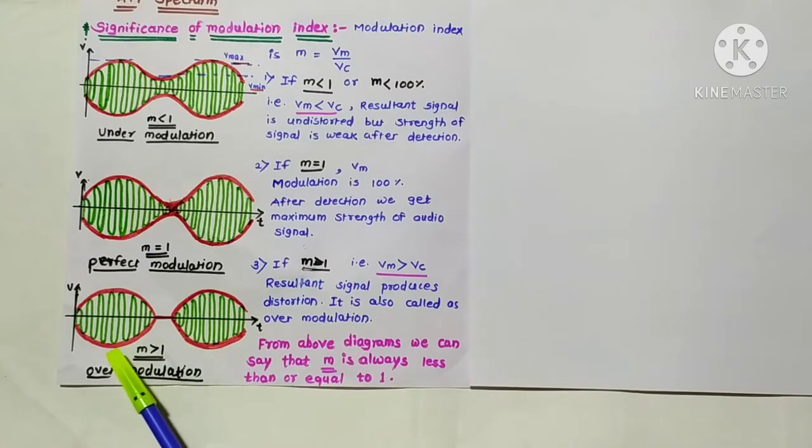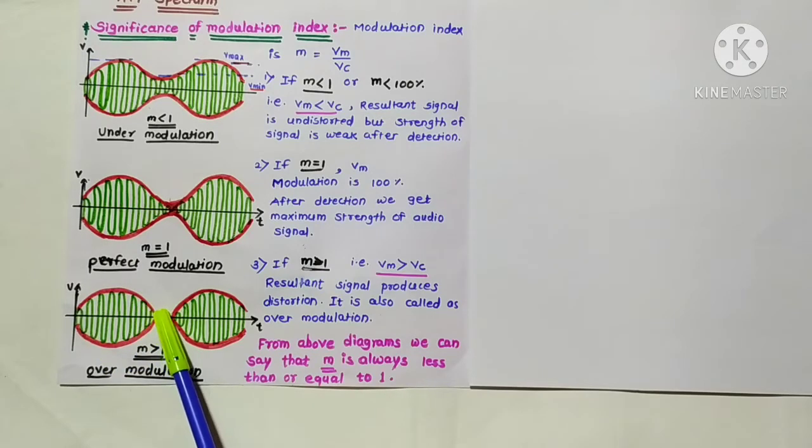And students, you can observe the waveforms here. By observing this waveform, this is a peak amplitude and this is a minimum amplitude. At that time, the amplitude of the modulating signal is greater than the amplitude of the carrier signal. Therefore, this is called over-modulation. If the amplitude of the modulating voltage is higher than the carrier voltage, at that time m is greater than 1. So this is called over-modulation.